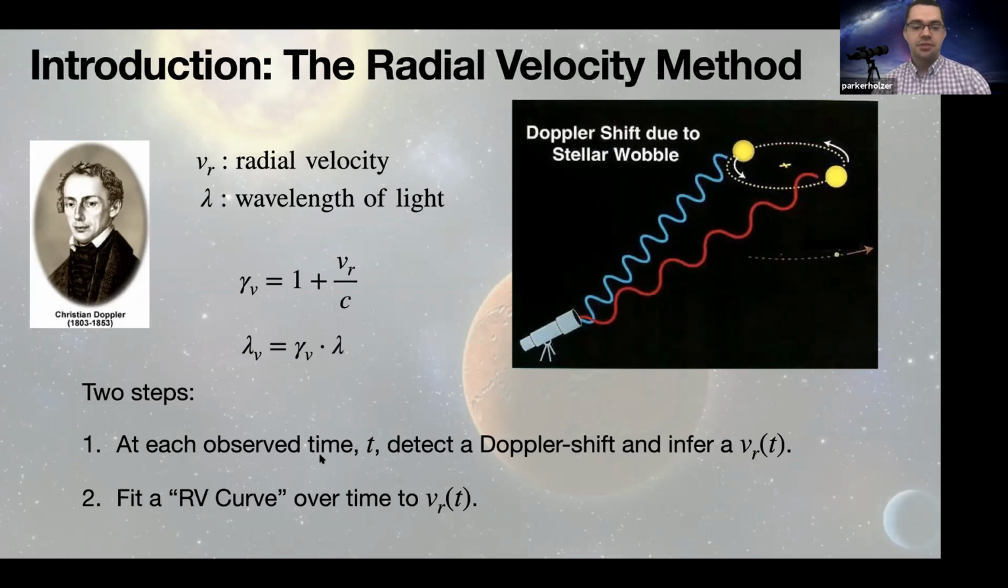And then, after you've observed that star a number of times and got an estimated radial velocity at each of those times, you fit what's called an RV curve, a radial velocity curve, over time. And oftentimes that just is something similar to a sine curve. Or if there's some really strong eccentricity in the orbit of the planet, it can look a little bit different, but you can think of it as a sine curve, basically. And this is the radial velocity method.